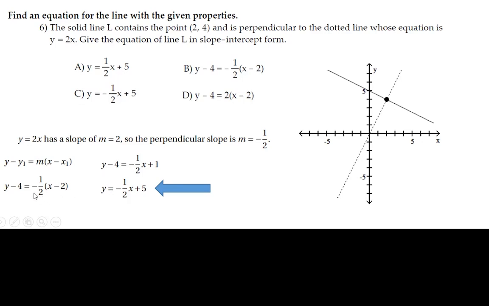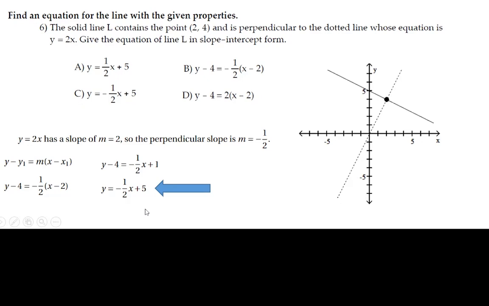Distribute the -1/2. -1/2 times x is -1/2 x. -1/2 times -2. Negative times negative is positive. 1/2 times 2 is 1. So y - 4 = -1/2 x + 1. The final step to get it into slope-intercept form is to add 4 to the other side so that we have y equals. And 1 plus 4 is 5. So our final answer is y = -1/2 x + 5.